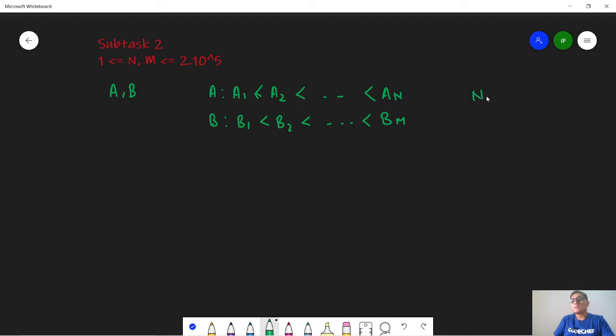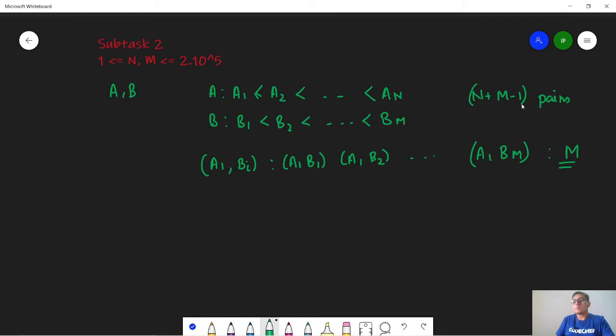Now we need to take n plus m minus 1 pairs. So what we can do is we can choose the first value A1, and we can pair it with all the values from B. So we will get A1 B1, A1 B2 till A1 Bm. So this is basically our m pairs.